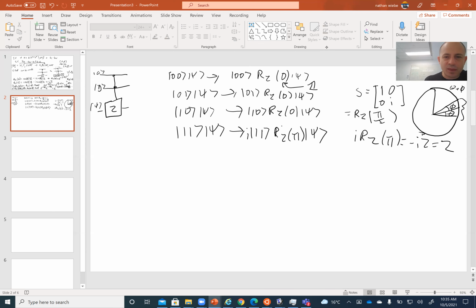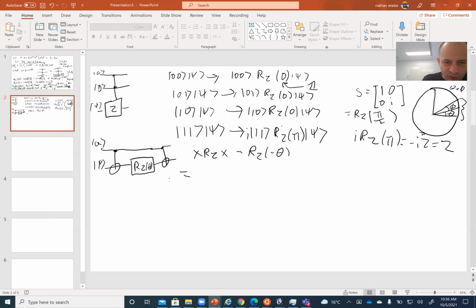Well, the easiest way to do this is to note that using the identity that X RZ X is equal to RZ of minus theta, we can end up seeing that if this is A and this is psi at the bottom, that this output state will be A RZ of (-1)^A theta psi, meaning that the direction of the theta rotation will flip if A is equal to 1, if we do that.